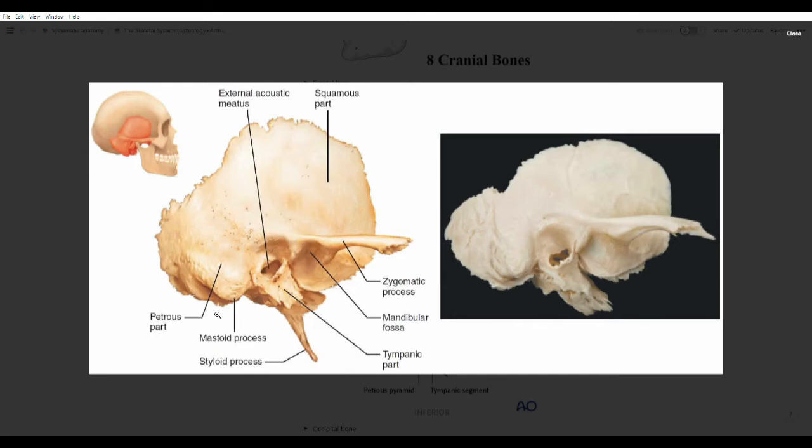There's another process here called the mastoid process. I actually don't know why that is there. There must be a reason. I'm not very familiar with that.